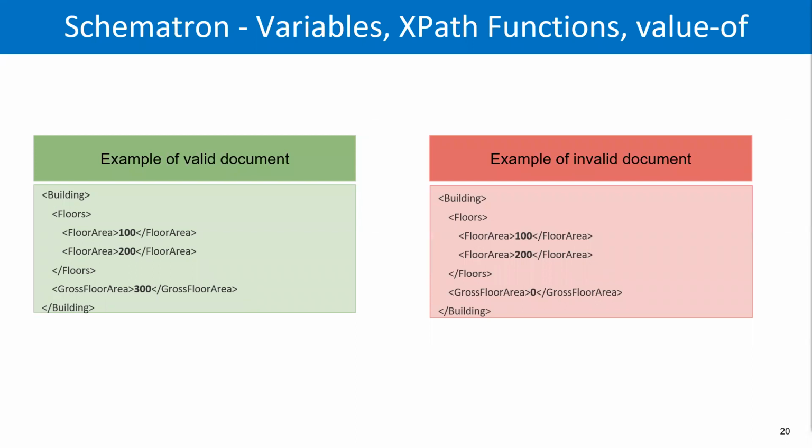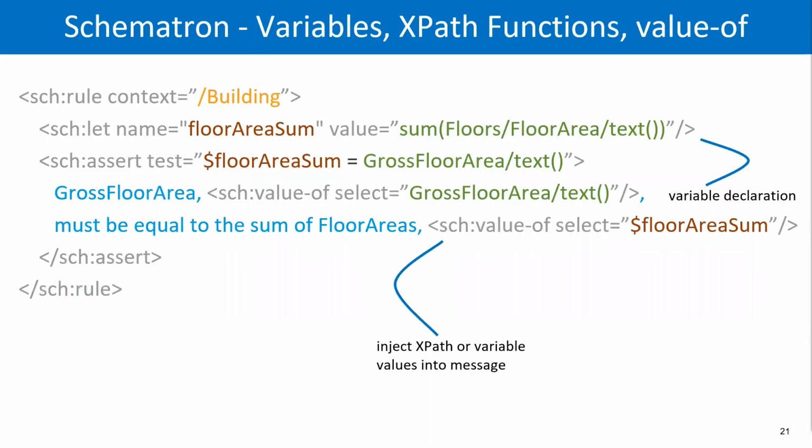On the left here, you can see we have 2 floor areas, 100 and 200, and then we want to make sure that the gross floor area is 300, which is right in this case, and on the right it's wrong because 200 plus 100 is not 0. Next slide, please, to see how this is implemented.